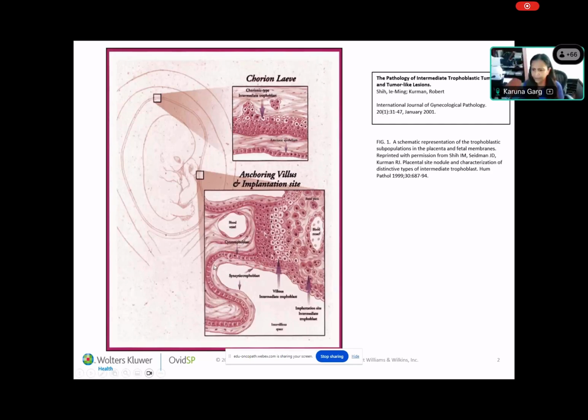I mean, we're all familiar with the multinucleated syncytial trophoblastic cells and the mononuclear small cytotrophoblasts. And then again, the intermediate trophoblasts come in two flavors. So this is the implantation site intermediate trophoblasts, which as the name implies, lie in the implantation site. And then the other ones are the chorionic type intermediate trophoblasts, which are in the chorion laeve and the membranes.